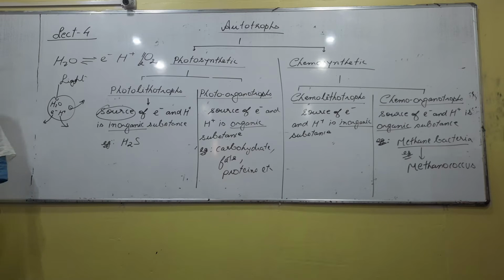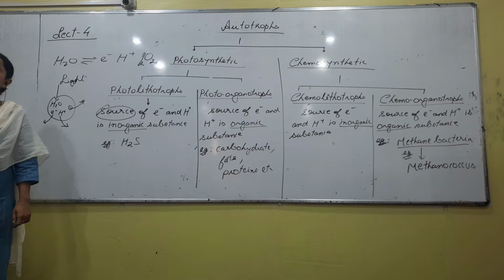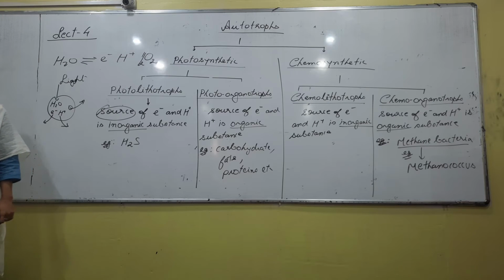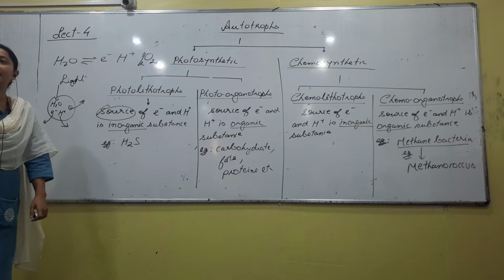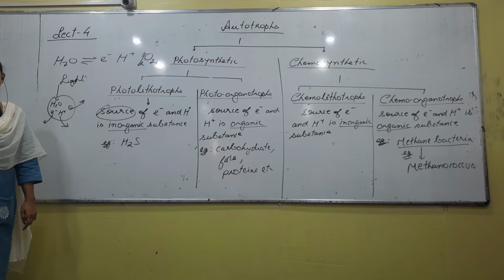The source might be different. It is not necessary that water will always be the source. For certain organisms, the source of electron and proton could be something else also. For certain types, it would be water. Talking about plants as the most common example, the source of electron and proton is always water, right?